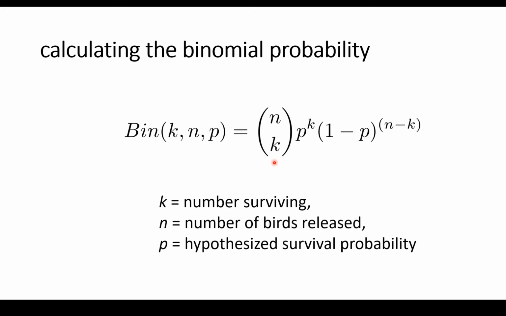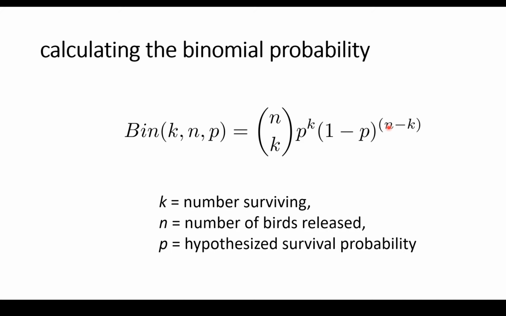It's simply the number of different ways that you could have k individuals surviving out of n released. And then if you look over here, think about survival like a coin flip. You either live or you die, you survive or you don't survive. And so essentially what you see here, p is the probability of surviving, raised to k, how many survived. 1 minus p is the probability that you don't survive, and how many did that?